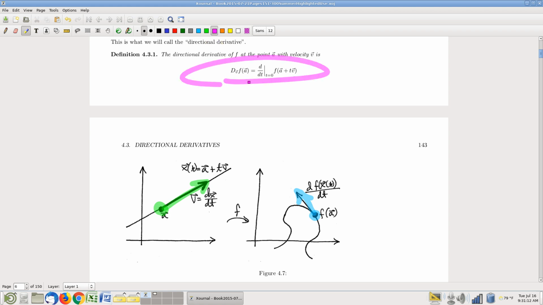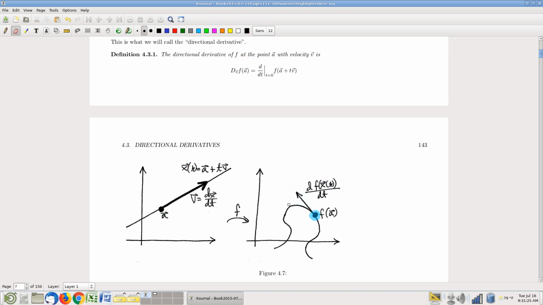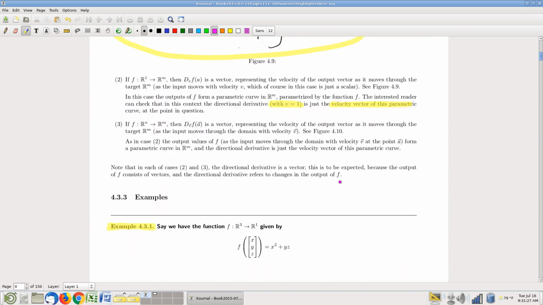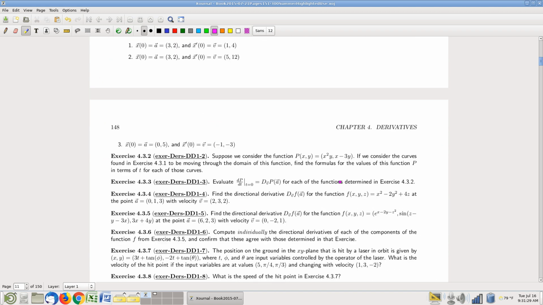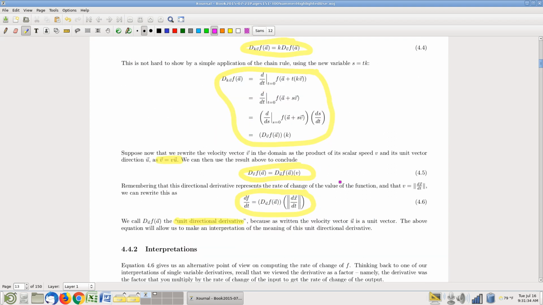This formula is just a direct construction of, let's manufacture a scenario where we're moving with that velocity, and then let's directly compute what the corresponding output velocity is. Okay, so we saw examples of how to compute this, etc. Then we talked about a related idea, and that is of unit directional derivatives.